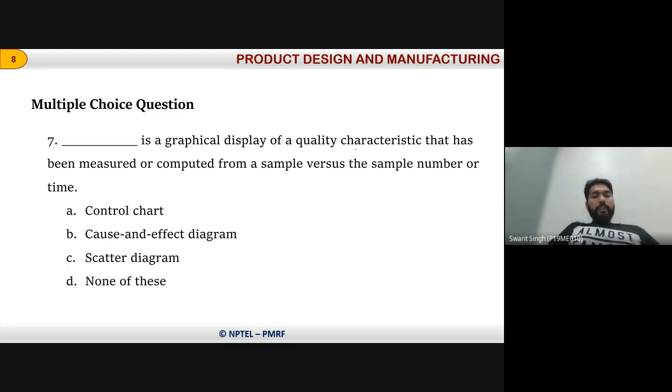Question number 7 is on your screen. It says, which of the following is a graphical display of a quality characteristic that has been measured or computed from a sample versus the sample number or time? Out of the four options given on the screen, control chart, cause and effect diagram, scatter diagram, and none of these. I already discussed this in the recent discussion. So what is this called?